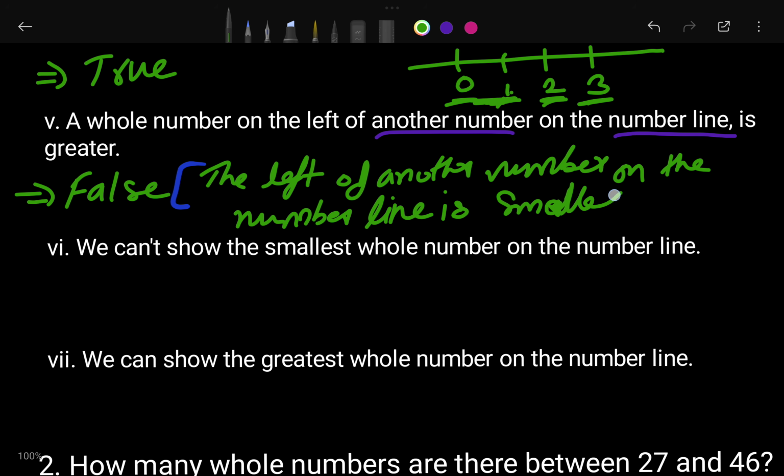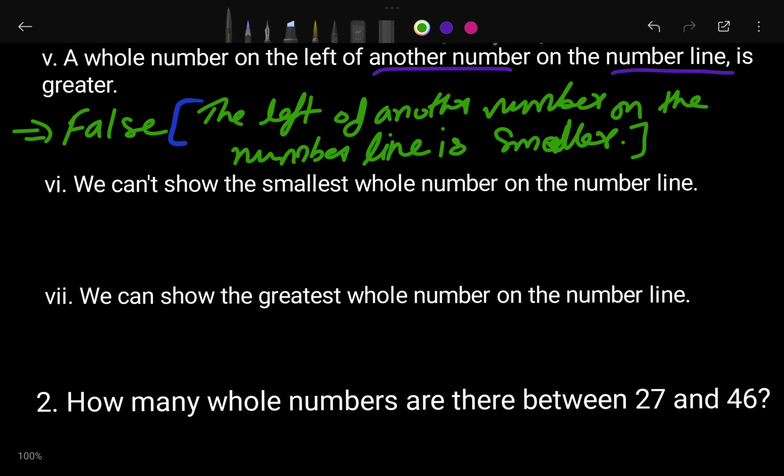So you have to write smaller. Okay, now this is enough. Now see the sixth one. Okay, we cannot show the smallest whole number on the number line. We can't. Actually it is wrong.